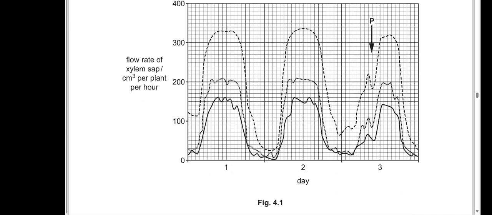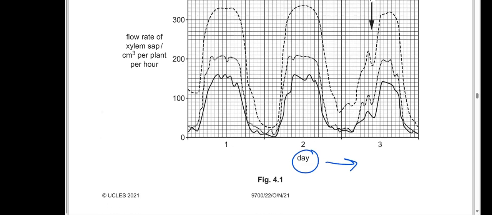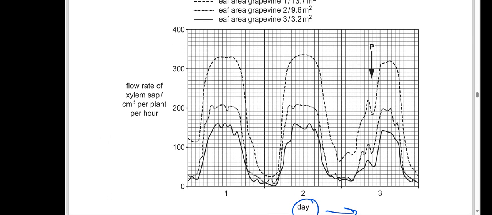So on the y-axis, we have the flow rate of xylem sap, which is in cubic centimeters per plant per hour. And this is the time of the day, or these are the number of the days on the x-axis. So this one is for grapevine 1, which has the area of 13.7 square meters. This is for grapevine 2, which has an area of 9.2 square meters. And this one is for grapevine 3, which has an area of 3.2 square meters.